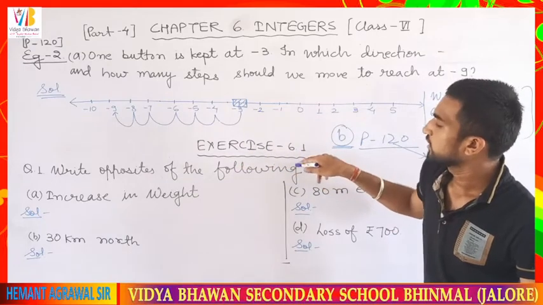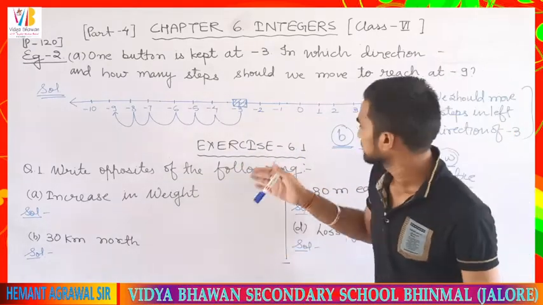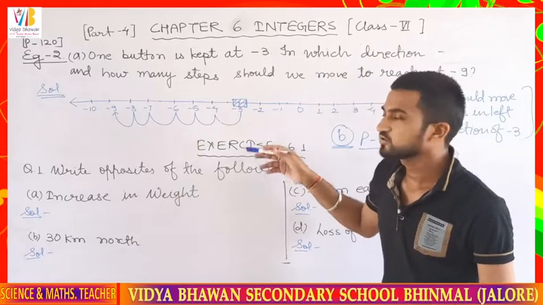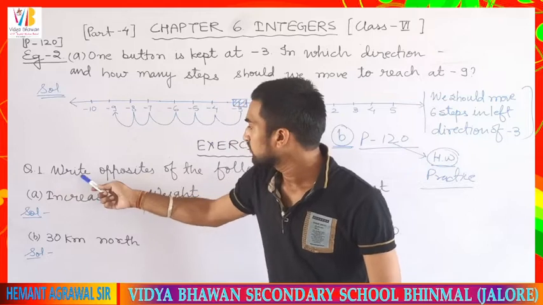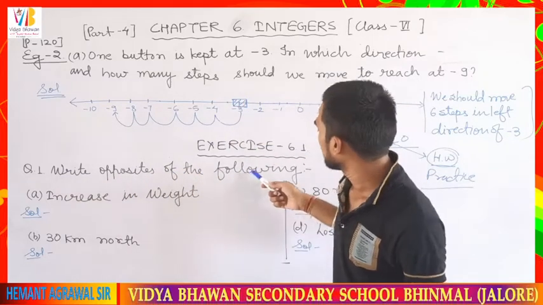Exercise 6.1. Now we are going for exercise 6.1. This exercise is also on page number 120. This is question number 1. Write opposites of the following.